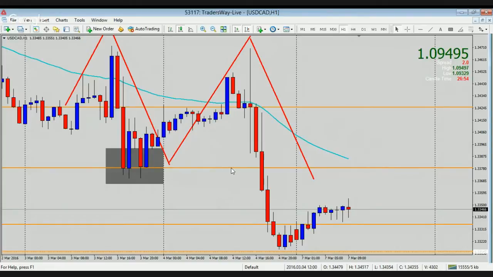All right, so when this first take profit is hit, place another trade. If you want to try to hit the third take profit, you place another trade off of the first take profit hit.